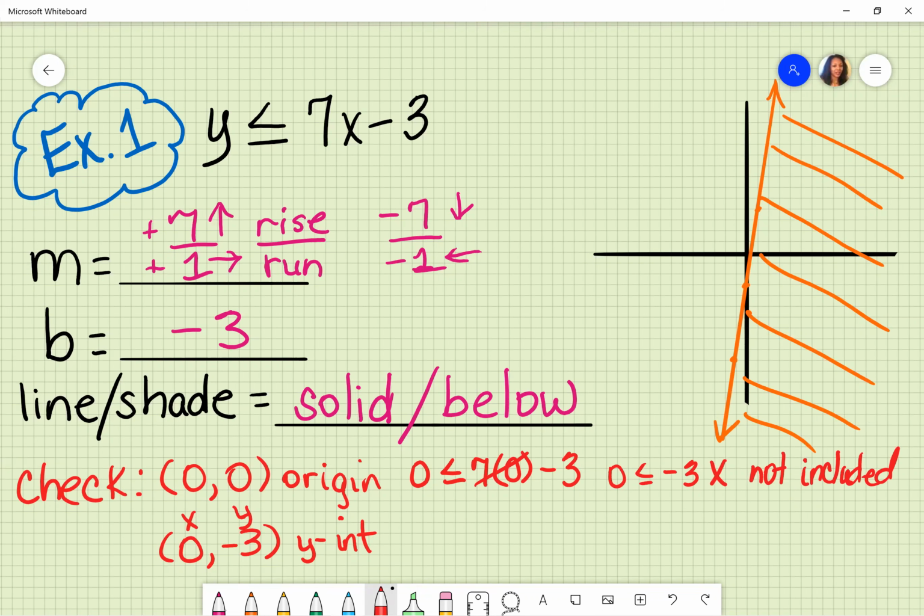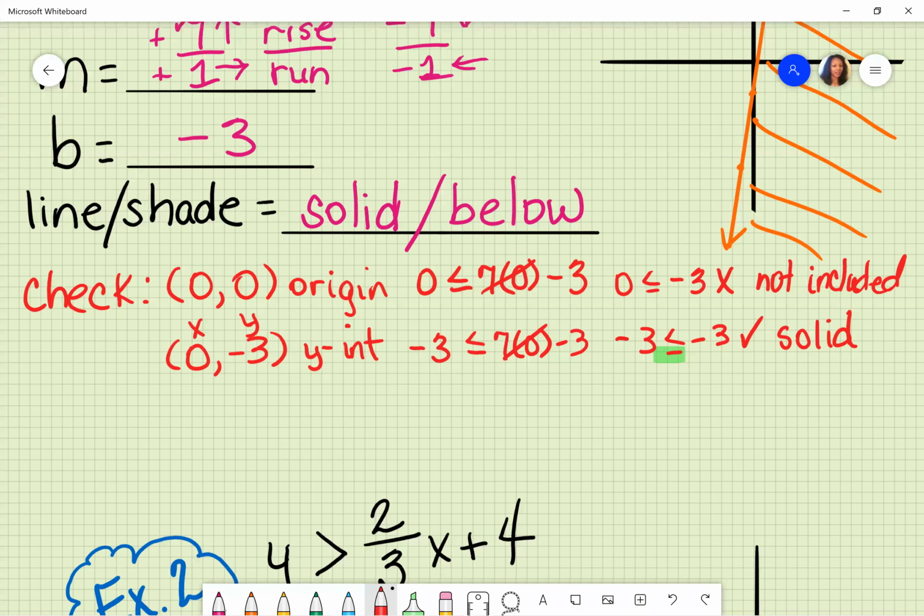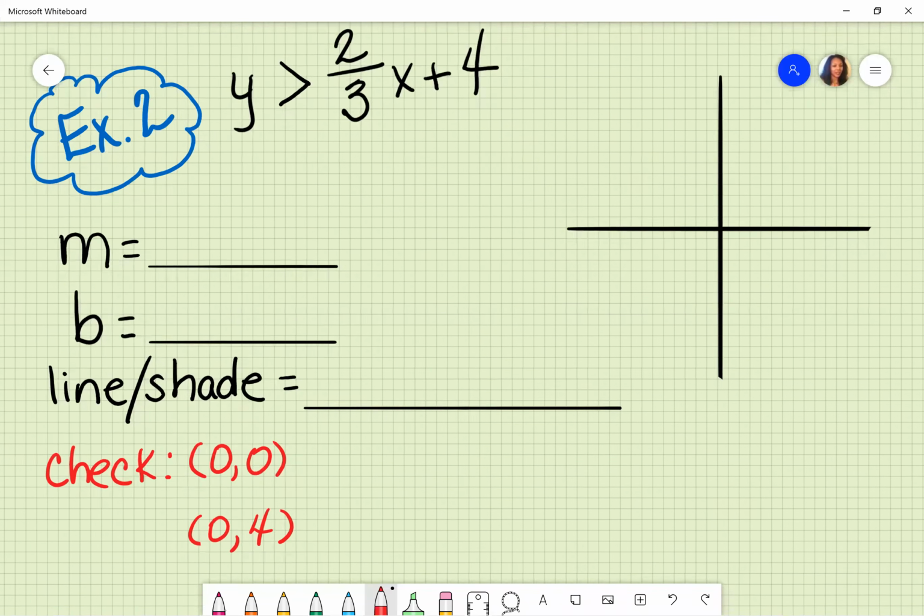And then I go back, I go to my y-intercept and my y is now -3. I still have a 0 for my x. And I'm asking myself, is this true? Is -3 less than or equal to -3? And because of that equal to portion, then I already know my answer is yes, it is. So if I have a check mark for my y-intercept check figures, then I know it's going to be a solid line. If there was an X there, it will be dashed. So far my graph looks good. Let's go on to example 2.